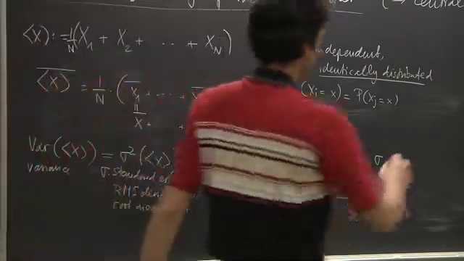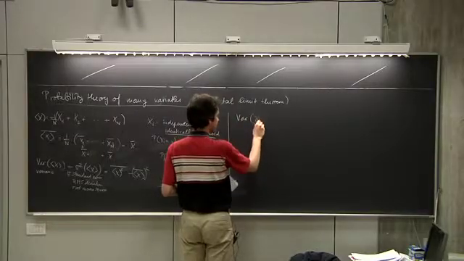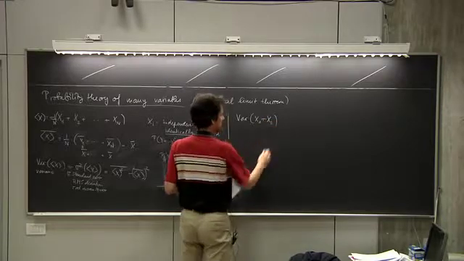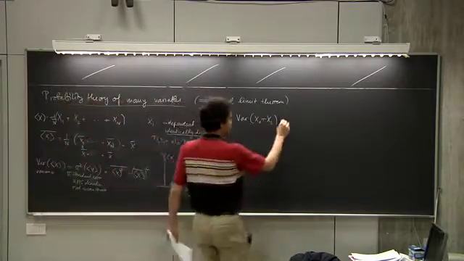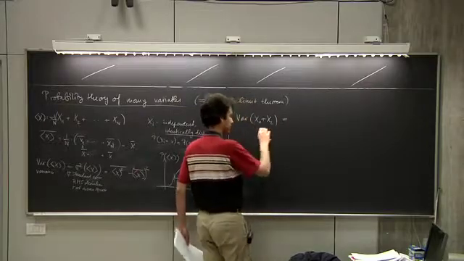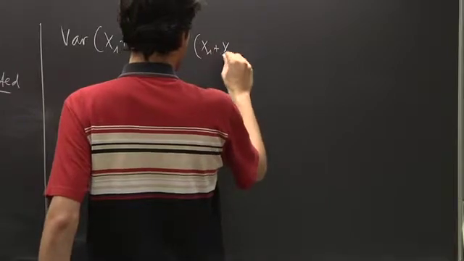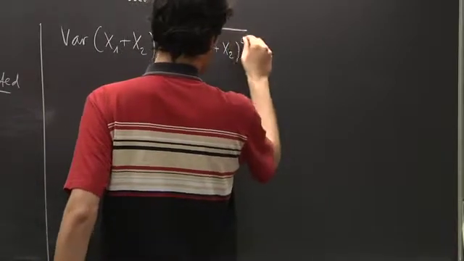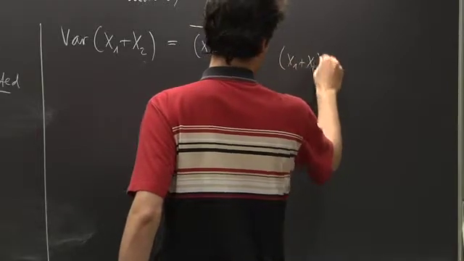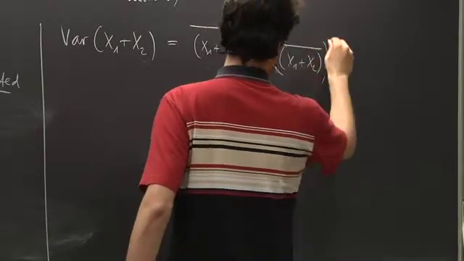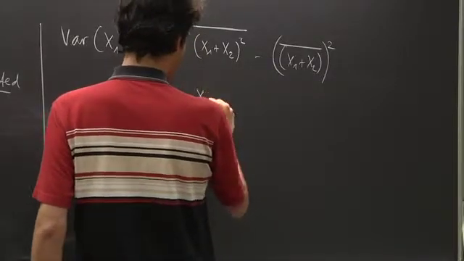Okay, so for that, we first want to understand what is the variance of two variables. By definition, the variance of the sum of two variables is the sum squared and averaged, minus the average of the sum squared. Now we can multiply that out.